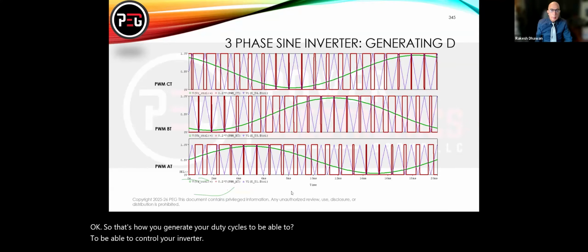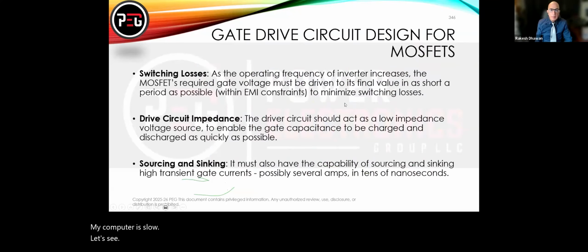to control your inverter. Now, my computer is slow. All right. Hopefully I haven't missed any slides.